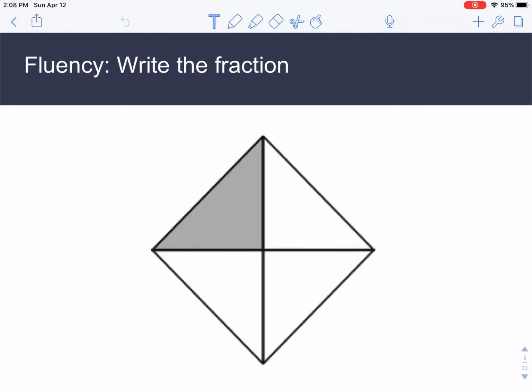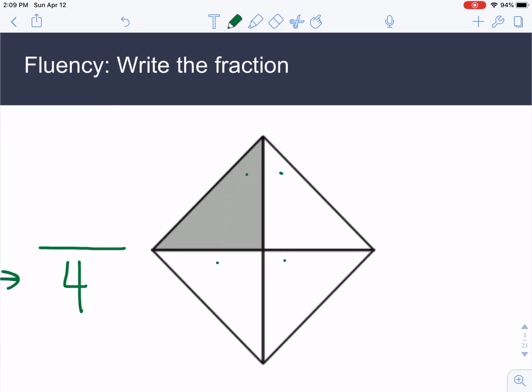Okay, the first one we have is a shape that has some unshaded and some shaded parts. We need to write the fraction. Remember, every time we write a fraction, we need to start with our fraction bar. And our bottom number is called the denominator. Remember, denominator down. How many equal parts? So we need to count our equal parts so we can figure out what our denominator is. 1, 2, 3, 4. Okay, we have 4 equal parts, which tells us that our denominator is 4.